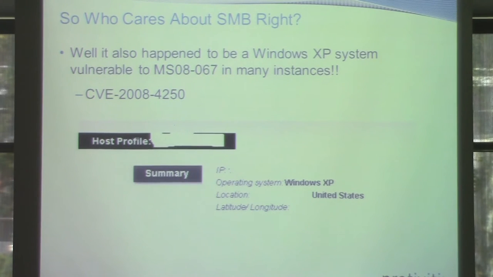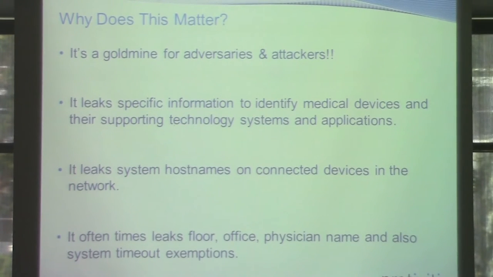So that is important to understand, but it obviously had ports open through the firewall to the internal system to get this. So we're going to get into some of the screenshots here, what we found, but really the information that it does expose is very detailed. It tells us exactly what type of systems they are, what they're associated with. It gives us the host names of every one of those devices, and it also is going to leak floor, office, physician name, you'll see in here. You'll also see systems that have timeout exemptions set by Active Directory policy. So you'll see system timeout set to zero, indicating that they have an exemption from the policy.